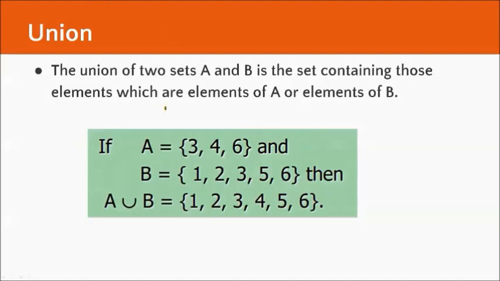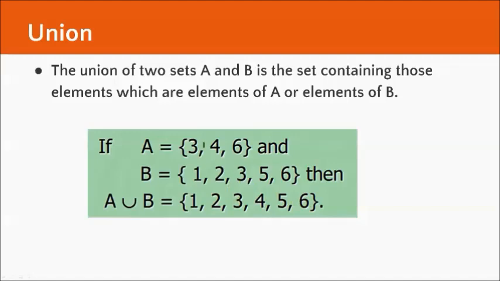So what about the union? If you remember what a union is, we discussed this also. The union of two sets A and B is the set containing those elements which are elements of A or elements of B. Again, this notation signifies a union. So if A is equal to 3, 4, 6 and B is equal to 1, 2, 3, 5, 6, then of course we are going to unite them: 1, 2, 3, and then 4, 5, 6.